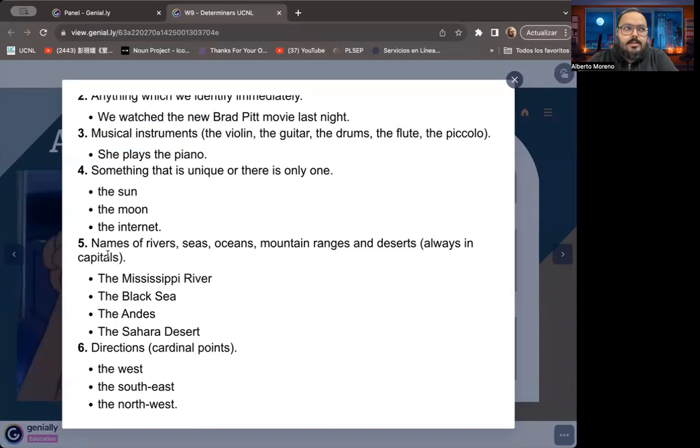Also, the definite article is used with names of rivers, seas, oceans, mountain ranges, and deserts, always in capitals for sure. For example, the Mississippi River, the Black Sea, the Andes, the Sahara Desert. Okay? And the last use for the definite article, the, is for directions as cardinal points. For example, the west, the southeast, the northwest, the east, the south, the north. Okay? So when we talk about a cardinal point, we have to use the definite article, the.